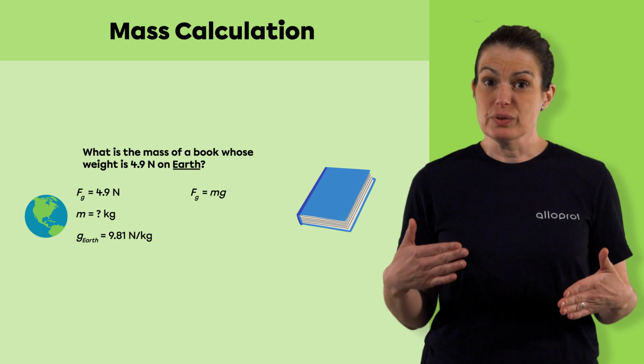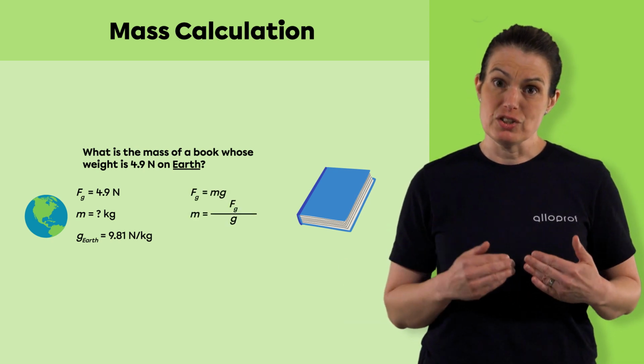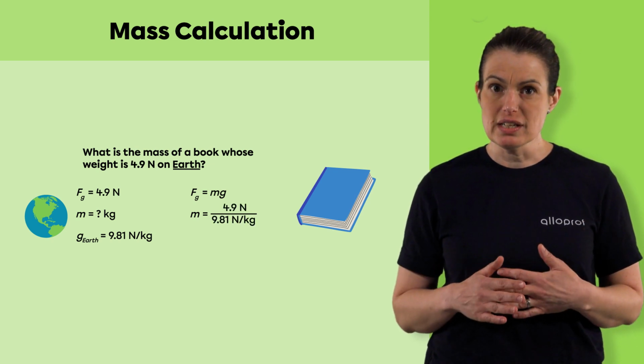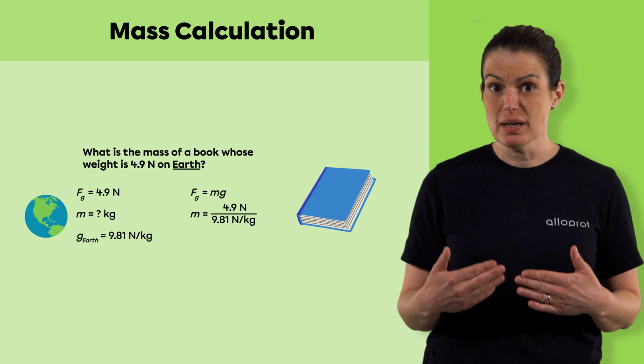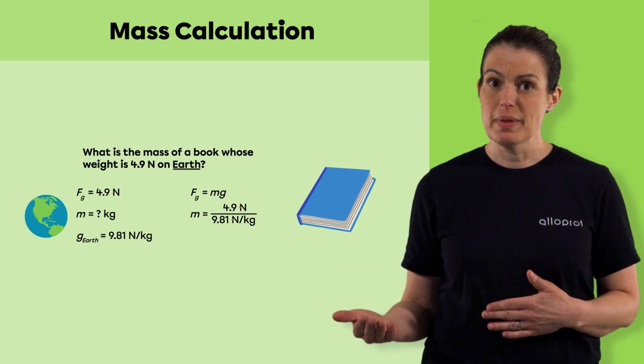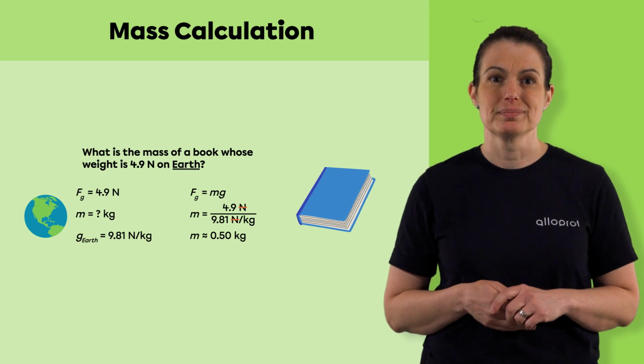If Fg is equal to m times g, then m is equal to Fg divided by g. Let's substitute the data in the formula. m is equal to 4.9 newtons divided by 9.81 newtons per kilogram. The mass of the book is about 0.5 kilograms.